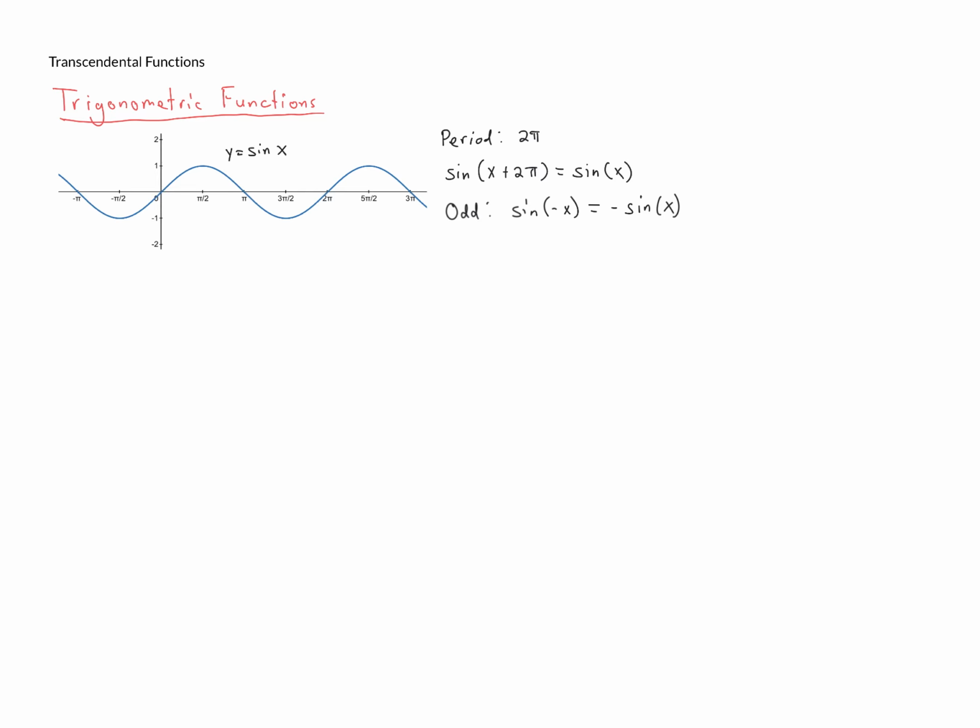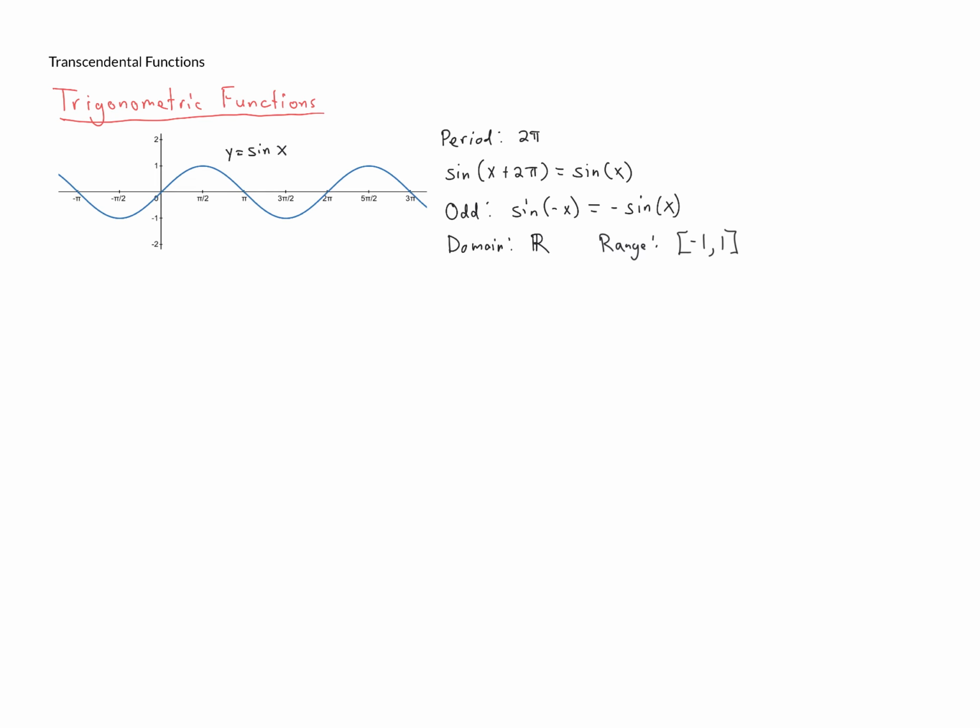We note that the domain is all real numbers, which I'm going to write like this just to save space. This is a symbol that means all real numbers. And the range, if you look, is the closed interval from -1 to +1. Again, there's a lot more we could say about the sine function, but this is meant to be a very, very, very quick review. So that's all I want to say about it right now.